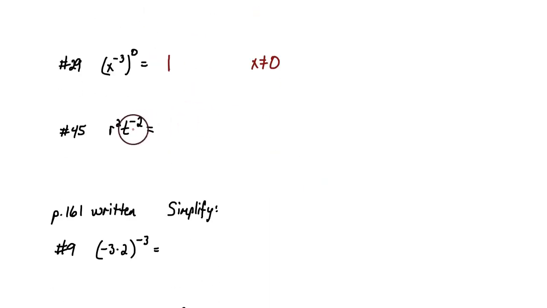Number 45. The only thing we need to do is fix the negative exponent part. So the r squared stays where it is in the top, and the t to the negative 2 gets moved into the bottom and becomes t to the positive 2. The directions don't say that we have to tell what the undefined values are, but because of today's topic, we know that the t cannot be a 0.